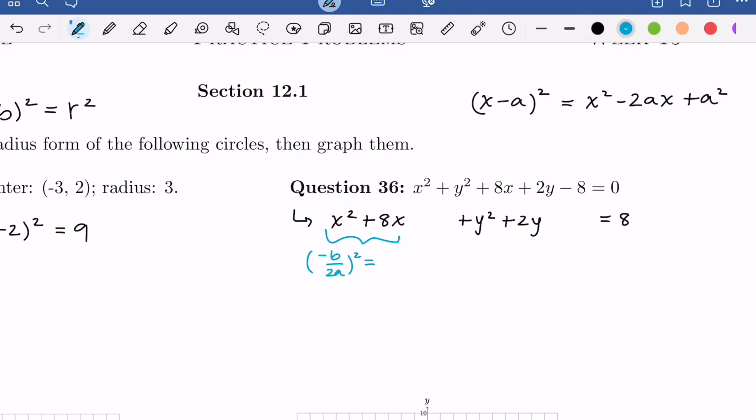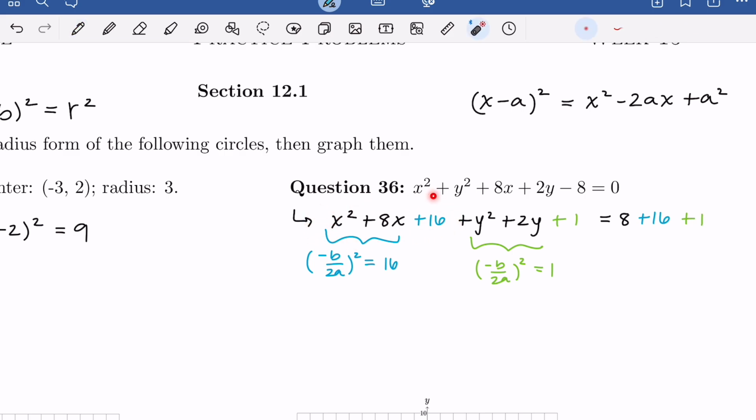So this is going to end up being negative 4 squared, which gives us a positive 16. So in x here, we're going to have to add a positive 16 to both sides of our equation. Now doing the same thing, but now for our y variables here, we want to figure out what this quantity is that we're going to add to both sides of our equation. Plugging this into this formula here, we're going to get that that quantity is 1. So we're going to add 1 to both sides of our equation.